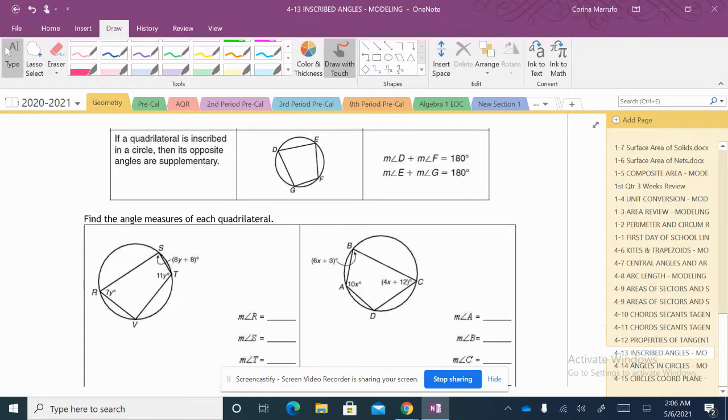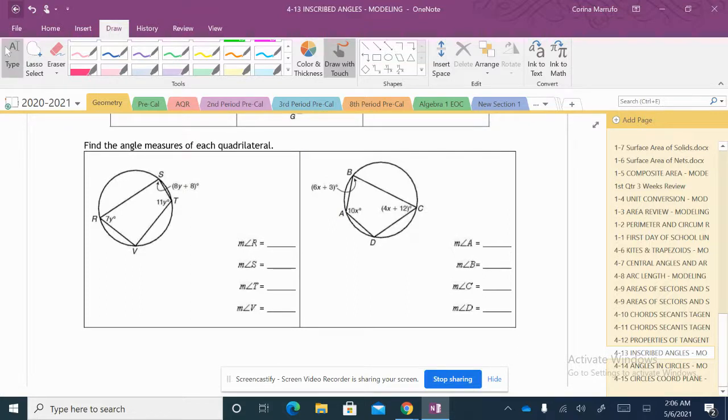All right, now if a quadrilateral is inscribed in a circle, then its opposite angles are supplementary, meaning that they need to add up to 180 degrees. So here angle D and angle F should add up to 180, and angle G and angle E should add up to 180 as well. So here it says find the angle measure of each quadrilateral. They only give us 3 angles. Since the opposite angles are supplementary, we're going to use those 2 because we don't know what B is.